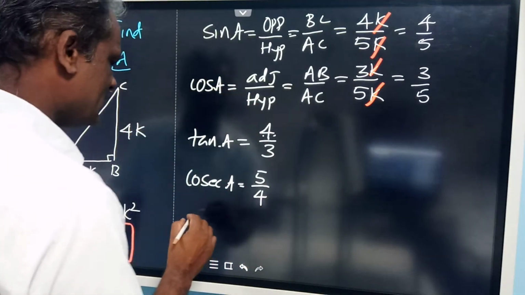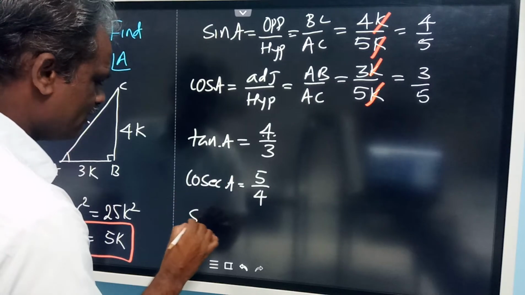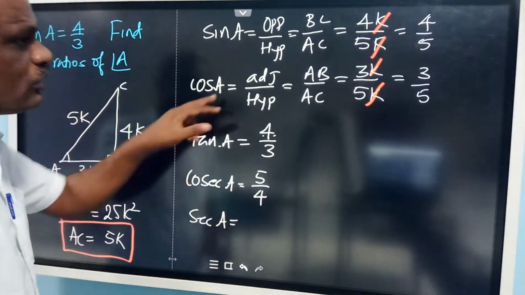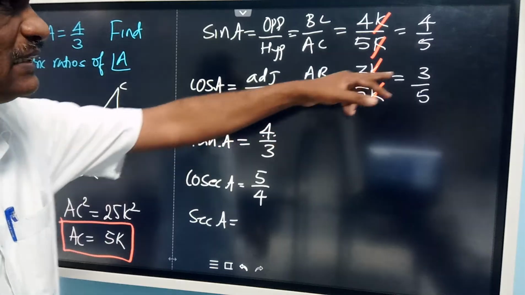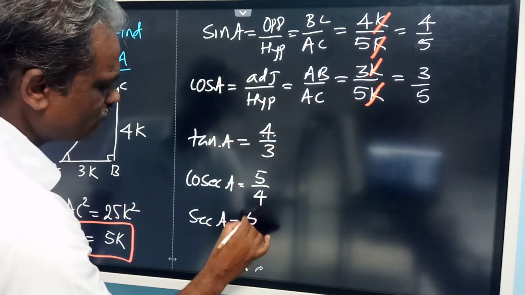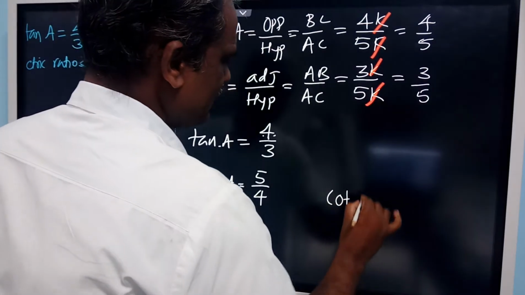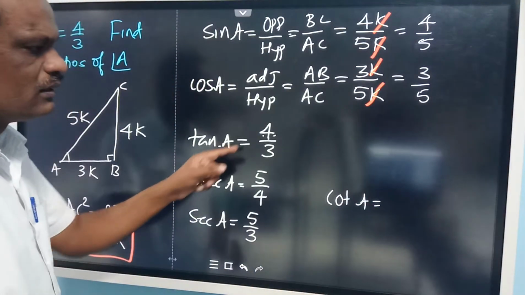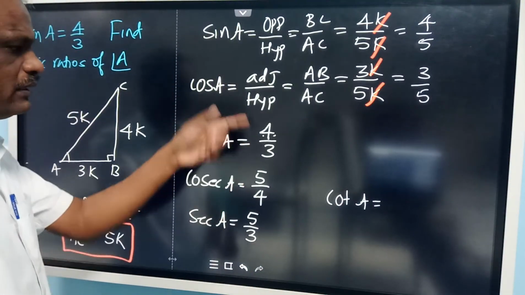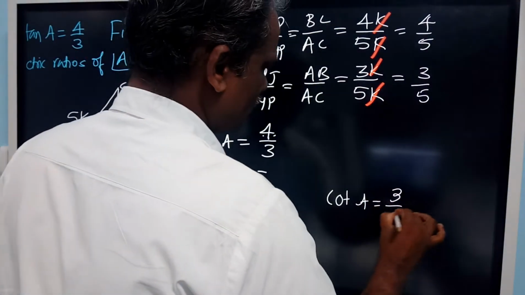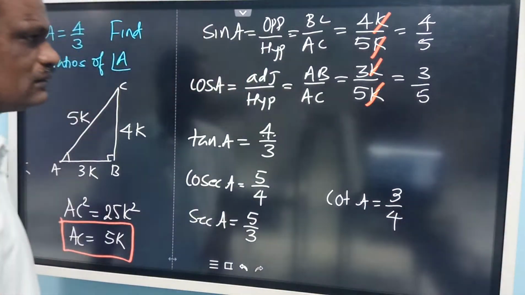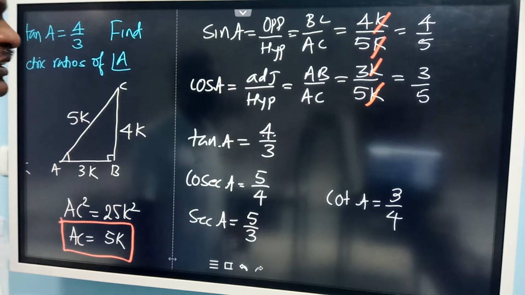Then after that secant A, it is the reciprocal of cos A. It is 3 by 5, it becomes 5 by 3. Then cot A, it is the reciprocal of tan A. For tan A is 4 by 3, reciprocal here 3 by 4. So you got all the 6 trigonometric ratios here.